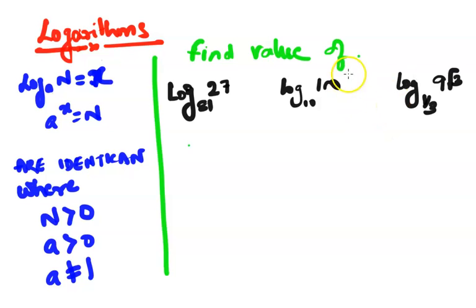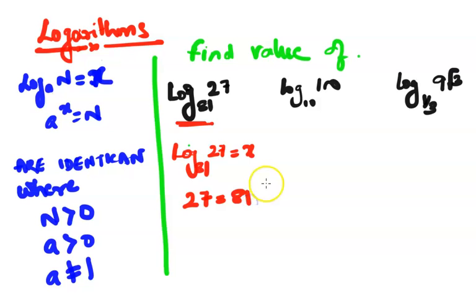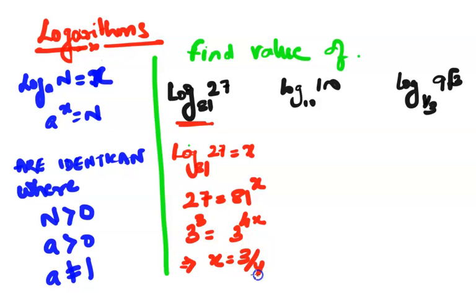So let's take this problem. We'll say log 27 to the base 81 is equal to x. So 27 is equal to 81 raised to x. So 27 is what? 3 cube. And 81 is what? 3 raised to the power of 4. So 3 cube equals 3 to the power 4x. This implies x is equal to 3 by 4.